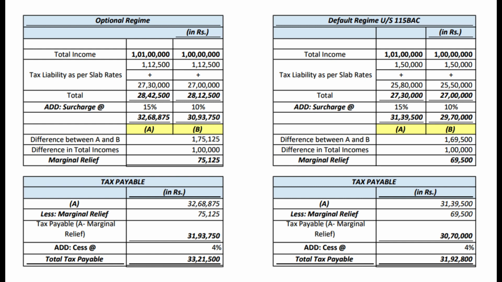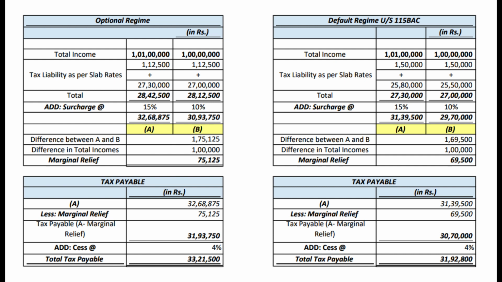In such a case, the assessee can claim marginal relief, and the amount will be the increase in tax liability minus the increase in total income. That is 1,69,500 minus 1 lakh. The marginal relief amount will be rupees 69,500. The assessee was supposed to pay tax of rupees 31,39,500 since his total income is rupees 1 crore 1 lakh. Now, after claiming the marginal relief of rupees 69,500, the tax payable will be rupees 30 lakh 70,000 only.